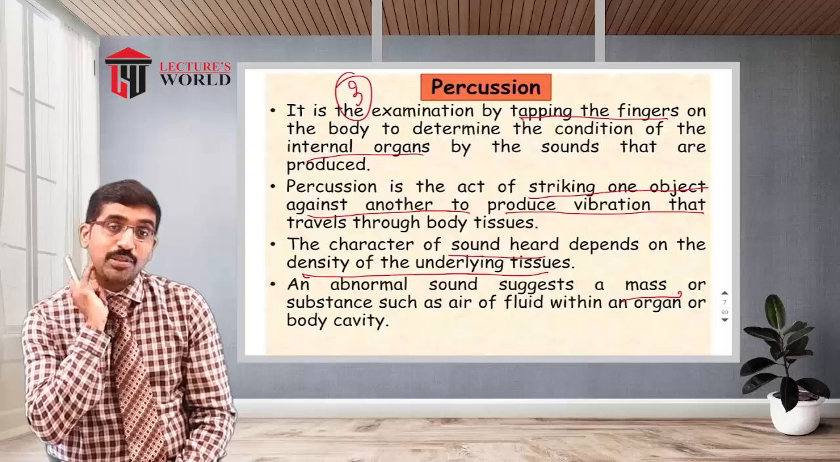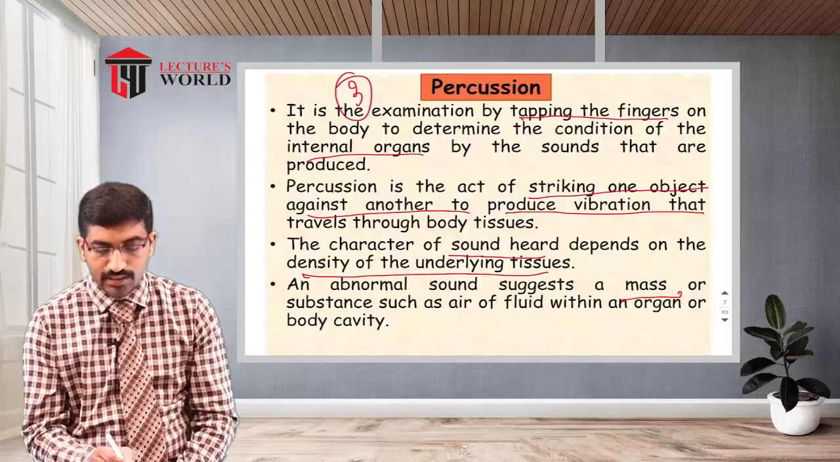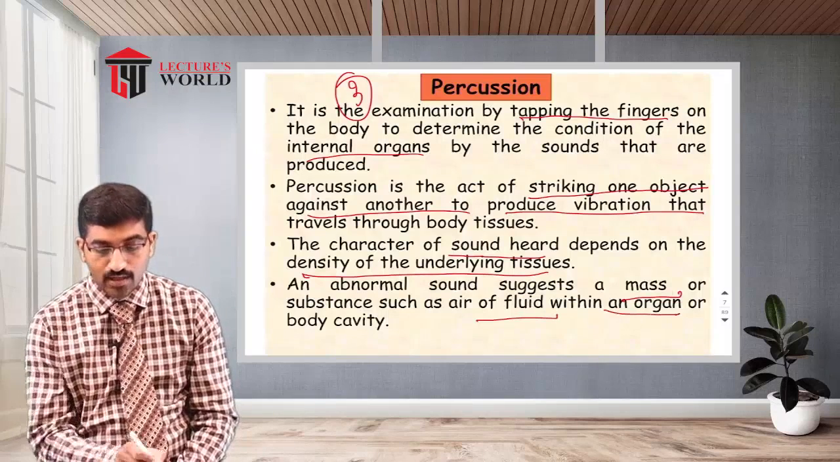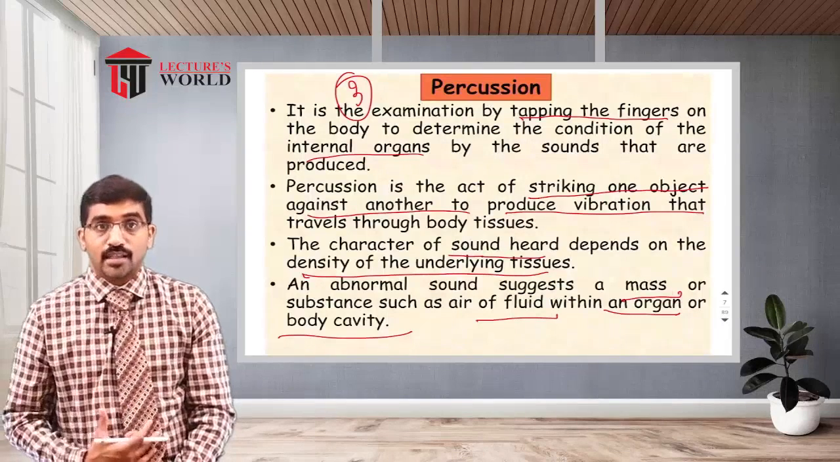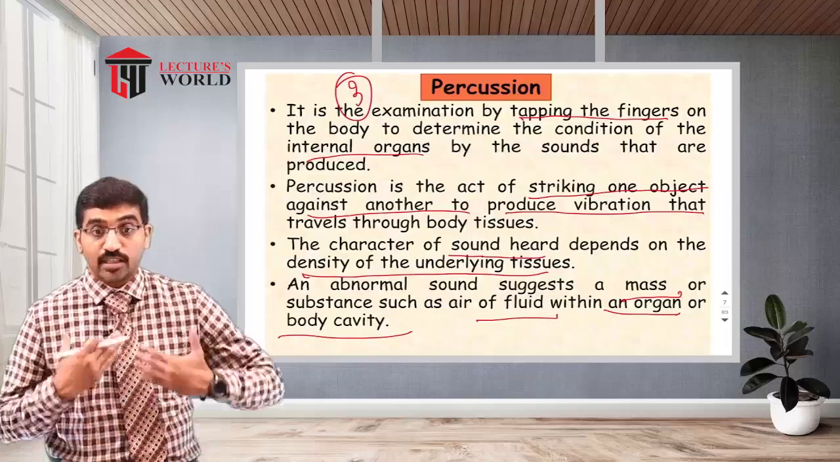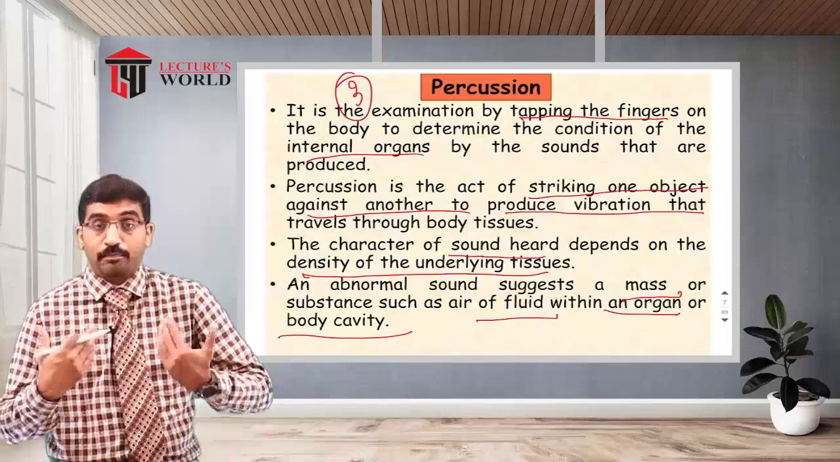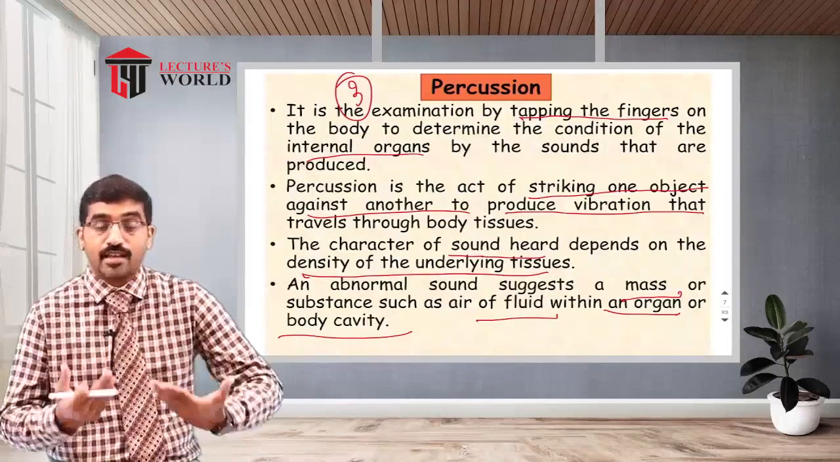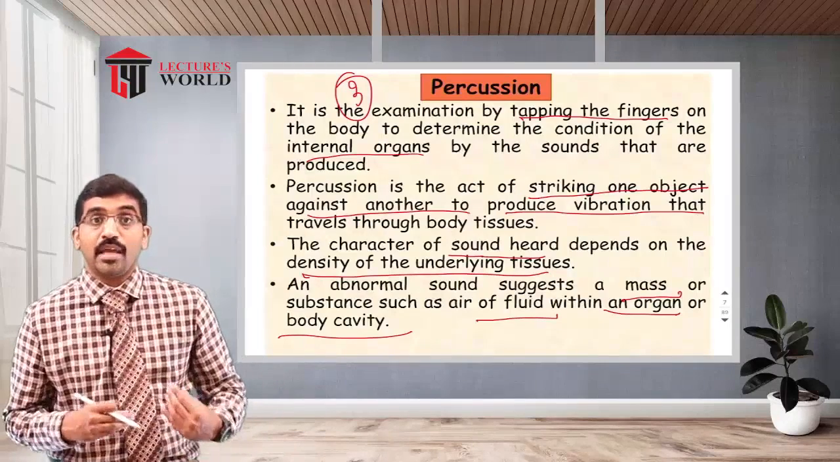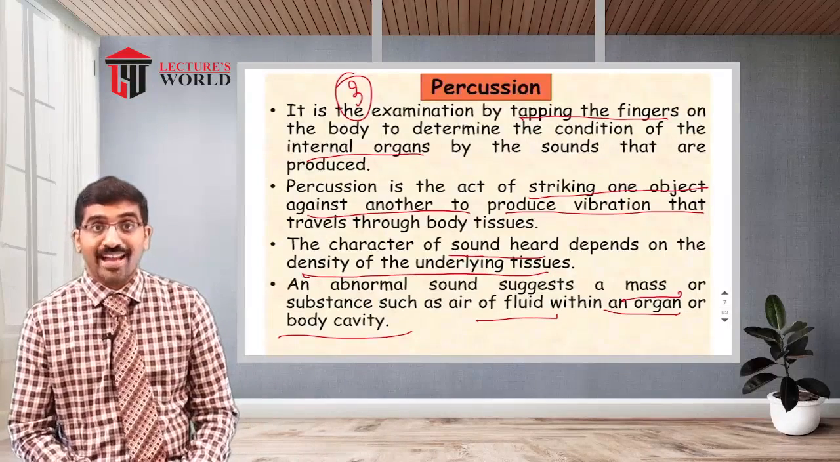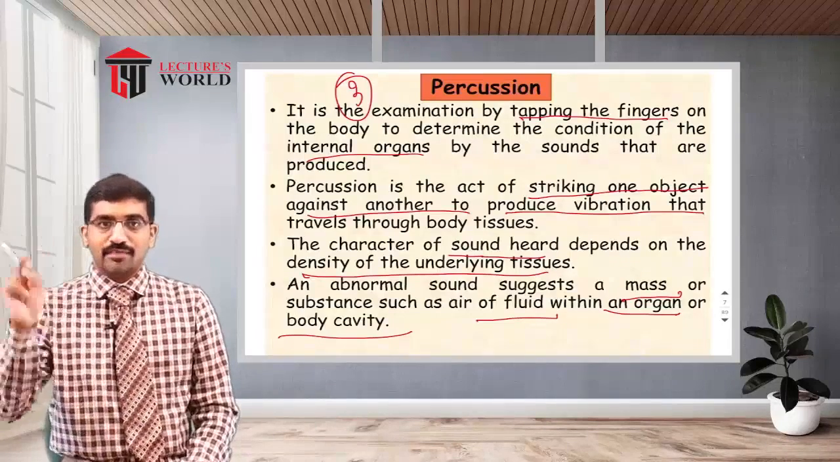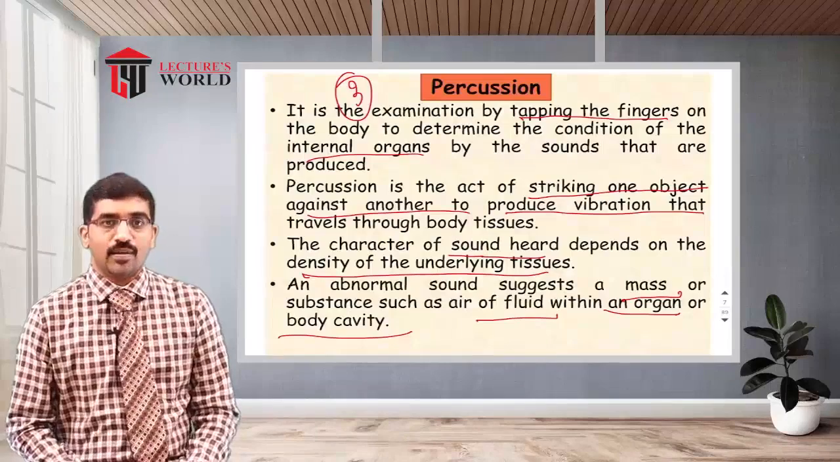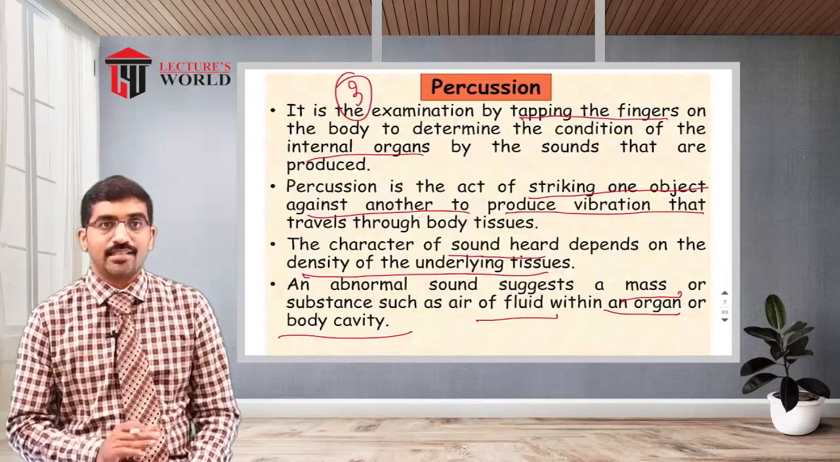You can also do percussion to check whether there is any air or fluid in an organ or body cavity, for example, the abdomen. Sometimes the abdomen gets distended, like a bloated stomach, as we say. It may be filled with fluid or air. So you can just do the tapping, and as you tap with the finger, you can understand whether there is a normal sound or an abnormal sound.